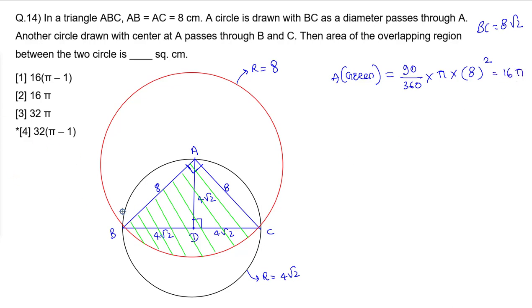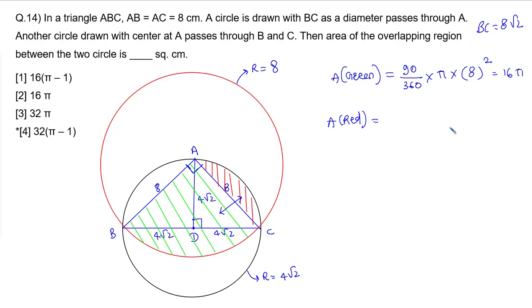Now we need to find the area of this red region. How to find the area of the red region, everyone? Let's have a look at it. For that we will take this sector, everyone, and then we will subtract the area of the triangle.